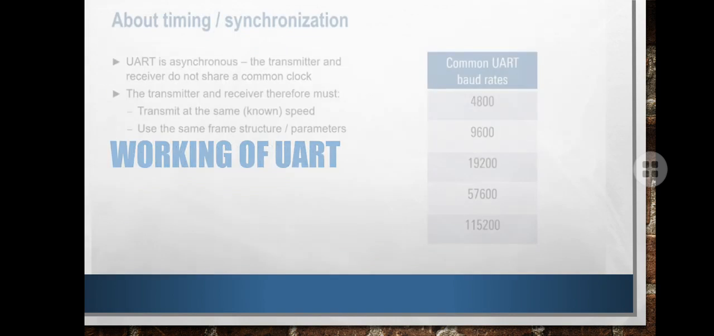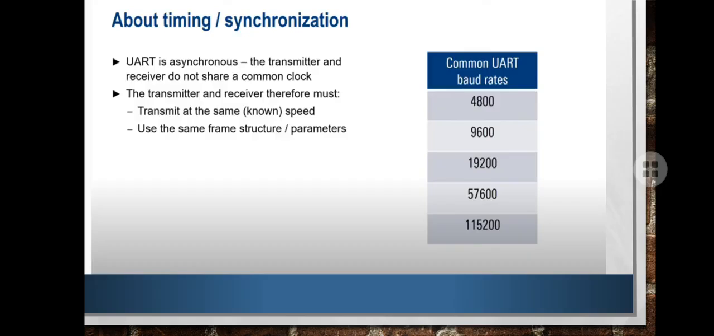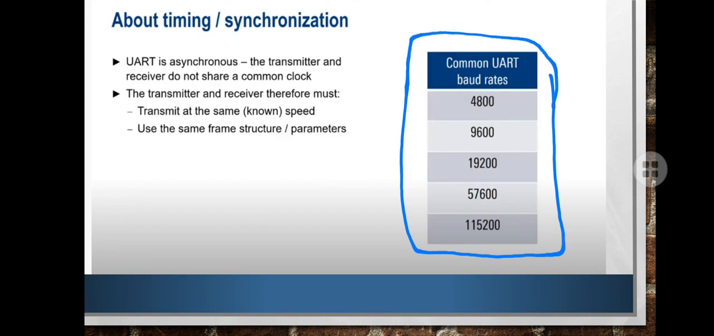Now coming towards working. As I said, UART stands for Universal Asynchronous Receiver Transmitter. As it is asynchronous, the transmitter and receiver do not share a common clock. The transmitter and receiver therefore must transmit at the same speed or use the same frame structure for parameters. So UART commonly depends on baud rates like 4800, 9600, 19200, 57,600, and 115,200. These are the common baud rates in which UART does communication.